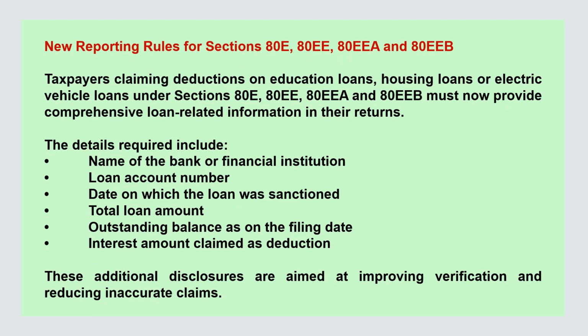New reporting rules for Sections 80E, 80EE, 80EEA, and 80EEB. Taxpayers claiming deductions on education loans, housing loans, or electric vehicle loans under Section 80E, 80EE, 80EEA, and 80EEB must now provide comprehensive loan-related information in their returns. The details required include name of the bank or financial institution, loan account number, date on which the loan was sanctioned, total loan amount, outstanding balance as on the filing date, and interest amount claimed as deduction. These additional disclosures are aimed at improving verification and reducing inaccurate claims.